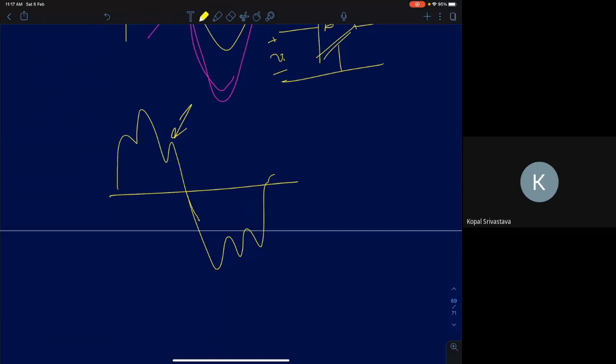This is distortion. Your output signal looks very different from the input signal in shape if I apply a sine wave. And that's because of the system nonlinearities. So this is called nonlinear distortion.